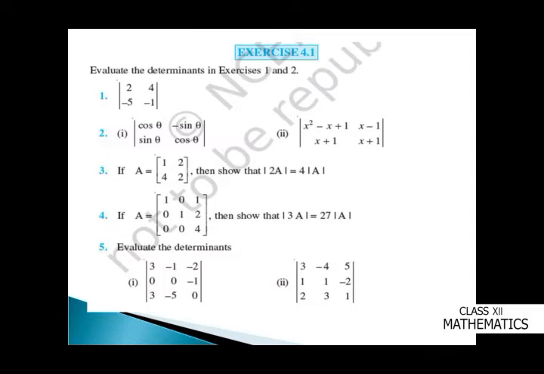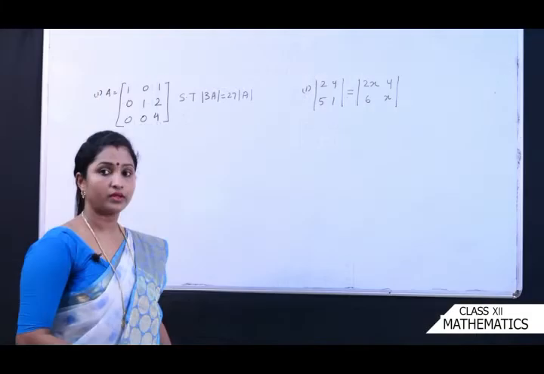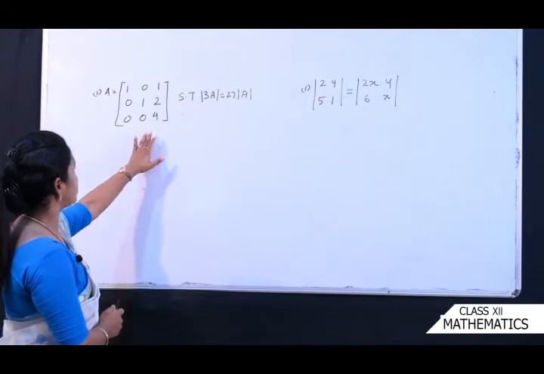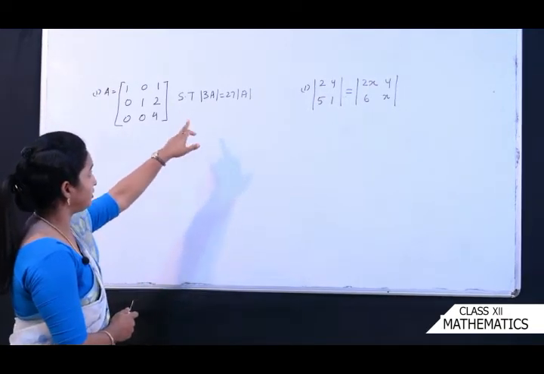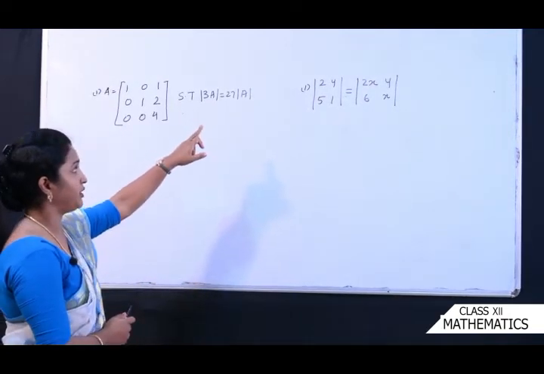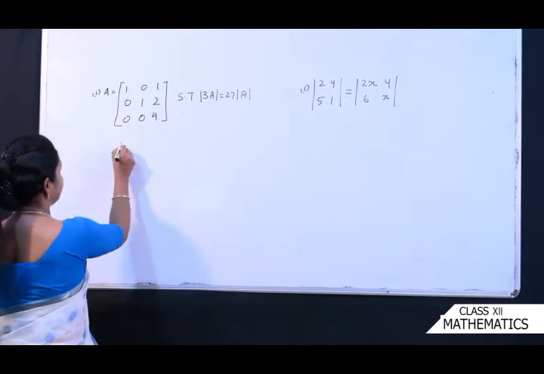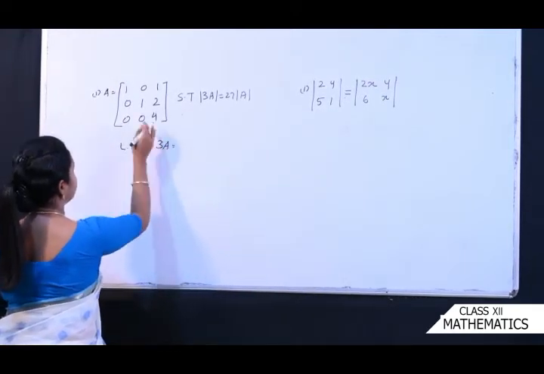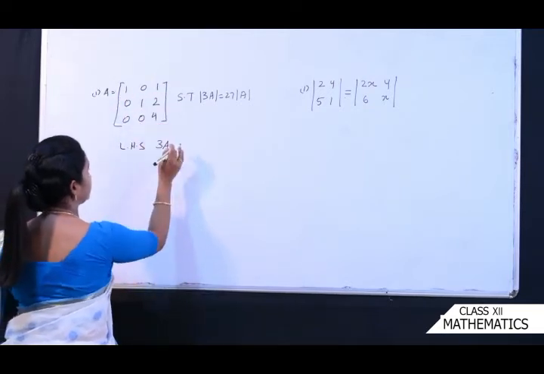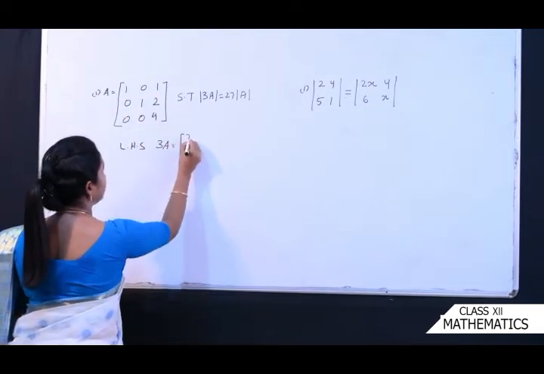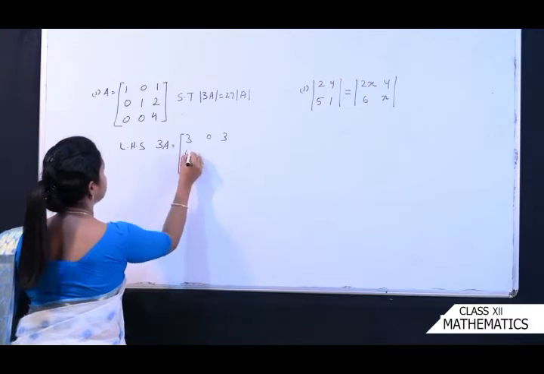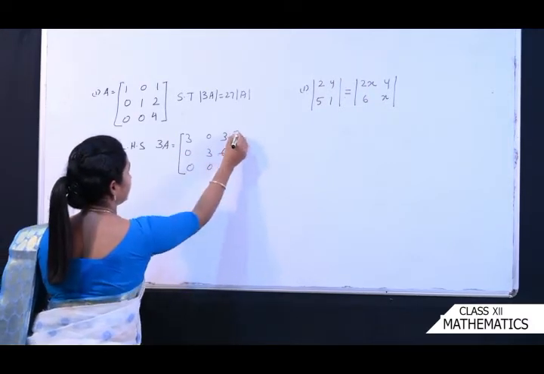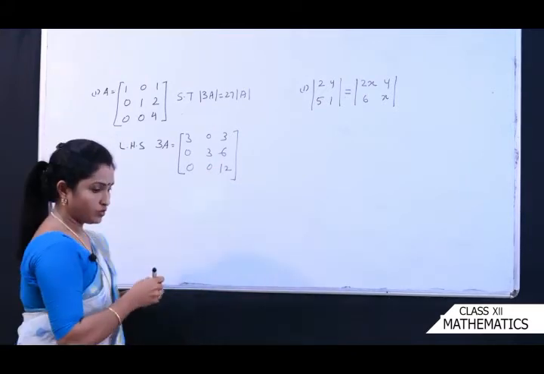Okay, what does the fourth question say? Now see, in the fourth question, A is equal to 1, 0, 0, 0, 1, 2, 0, 0, 4. You have to show that determinant of 3A is equal to 27 determinant A. Okay, so we'll see the LHS. What will we do? We will first find 3A. That means we will multiply this matrix by 3. So what will you get? 3, 0, 3, 0, 3, 6, 0, 0, 12. Okay, clear? Now, see here.